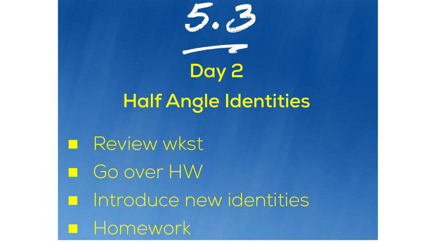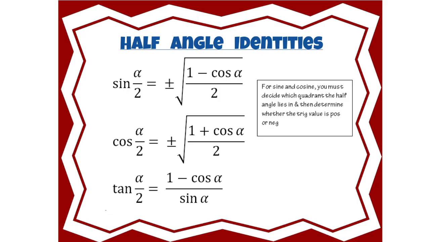All right, so here we are doing our last lesson, our last set of identities that we're going to learn. Today we're going to do half angle identities, and let's just jump in. These identities will enable us to find exact values of angles that are half of some of the angles that we already know.